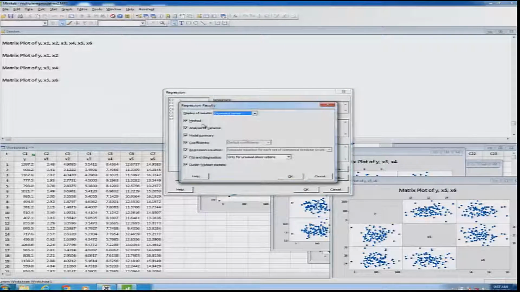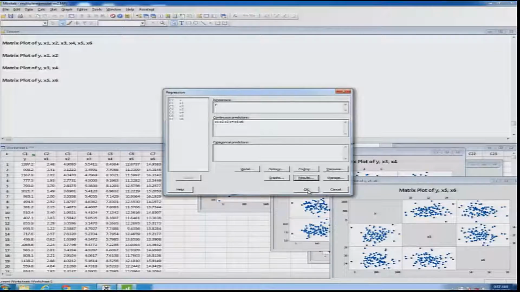And for the result, I will try to have all the things: method, analysis of variance, model summary, coefficients, regression equation, fits and diagnostics. And this I am now doing only for unusual observations, because there are 100 observations, otherwise we will get a very long table. So, we are interested only in the unusual observations, and we would like to have here the Durbin-Watson test statistic. Okay.